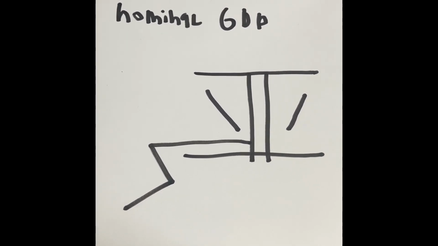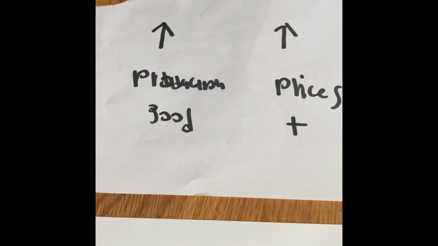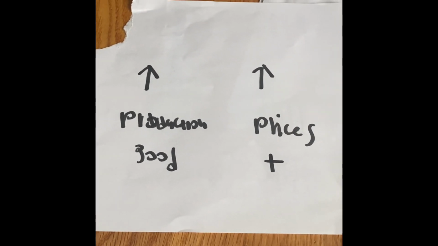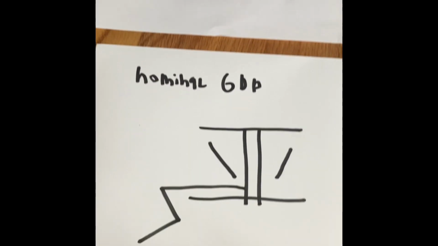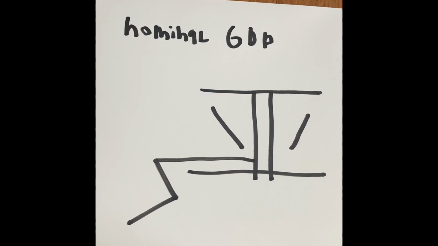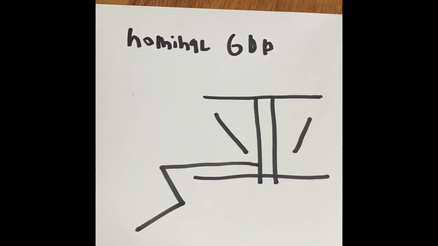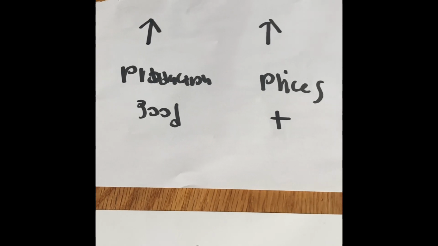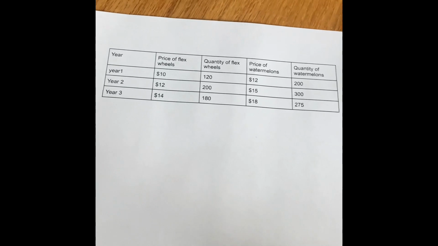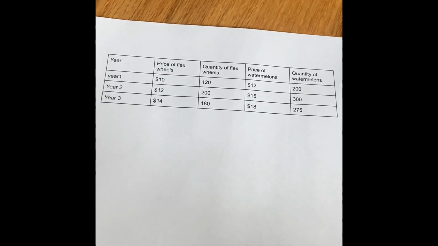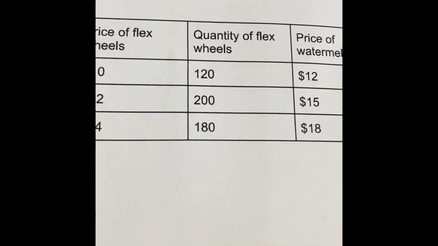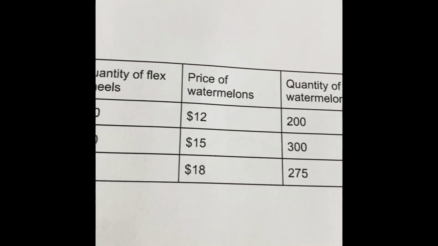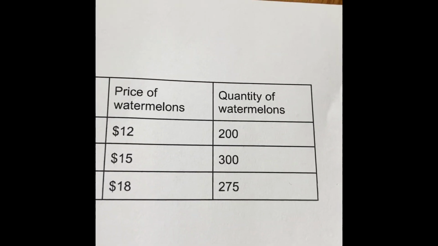Nominal GDP is going to talk about the production of goods and the prices combined. So the two factors we're going to focus on, the nominal GDP, because that is going to say the overall GDP in total with these two values. So what we're going to do is look at a chart that has 3 years in it, and we're going to calculate the GDP with the price of flex wheels, the quantity of flex wheels, the price of watermelons, and the quantity of watermelons.